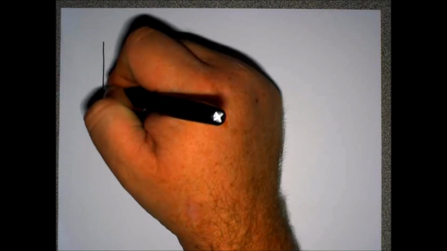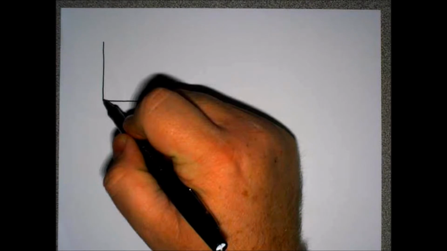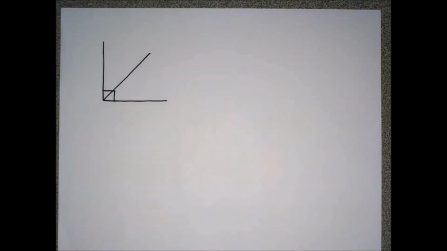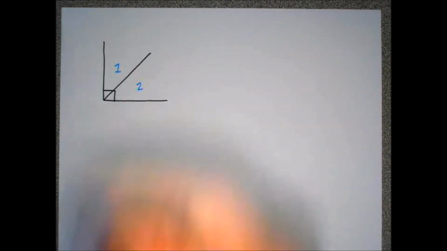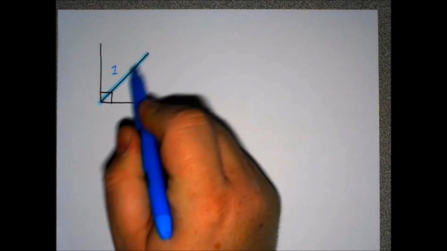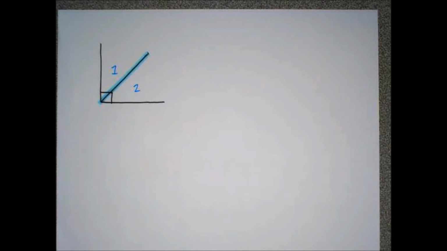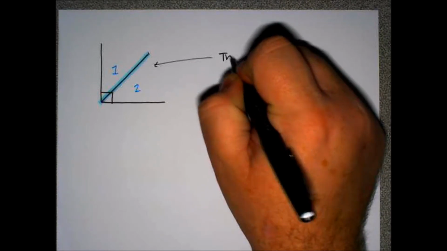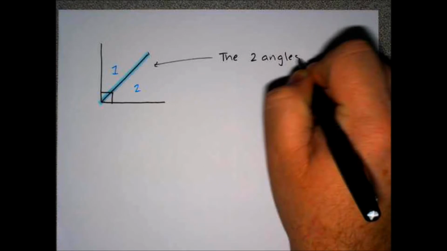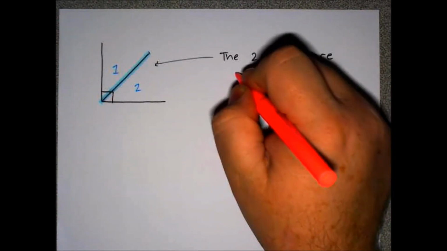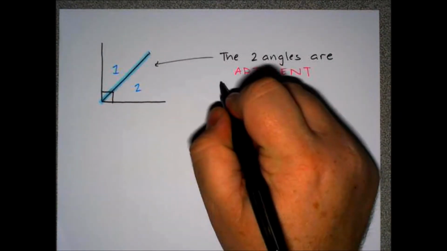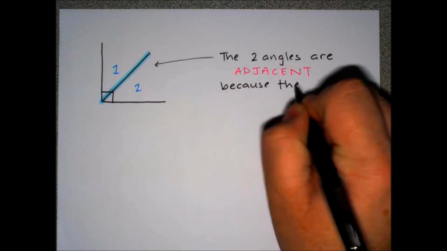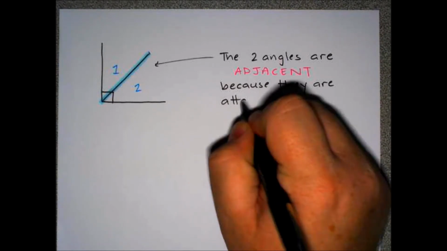Alright, so we saw complementary angles that were adjacent to each other. What I mean by that is you have two angles that form a right angle. So in this case, we could see that angle 1 and angle 2 form a right angle and they're adjacent. They're attached by that line. So because they're attached by that line, these two angles are adjacent, because they are attached to each other.